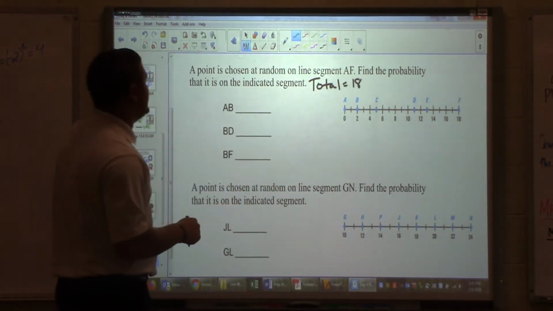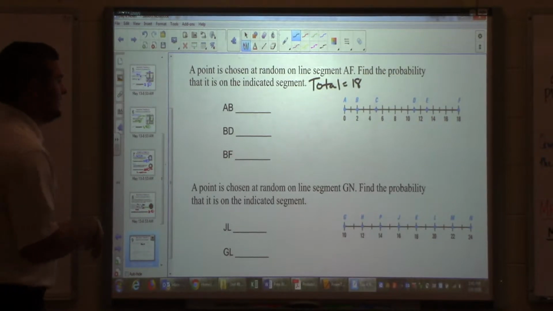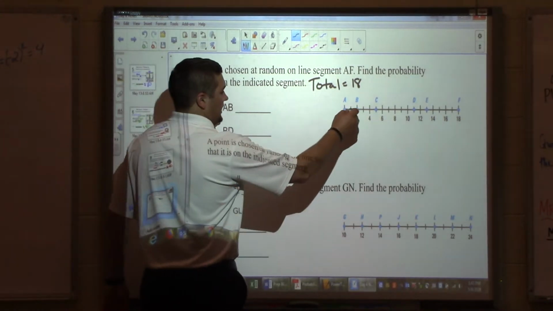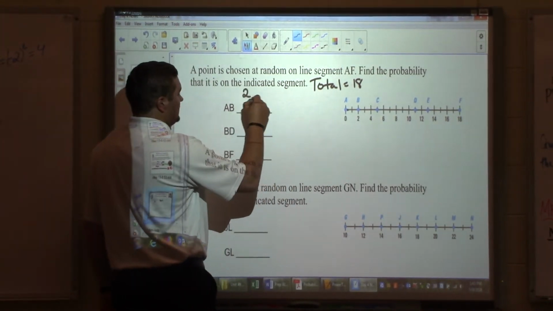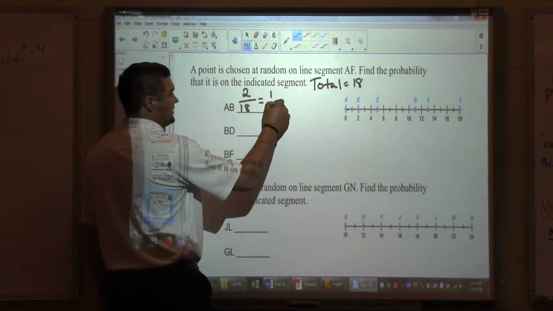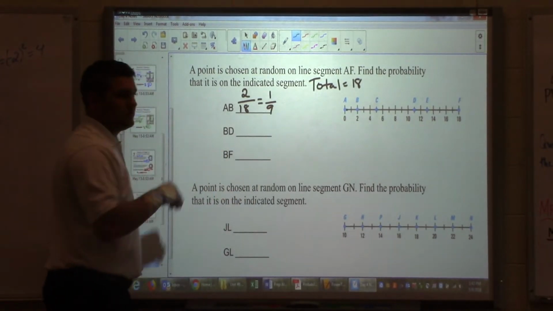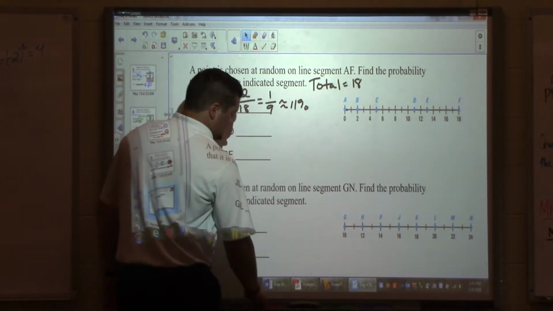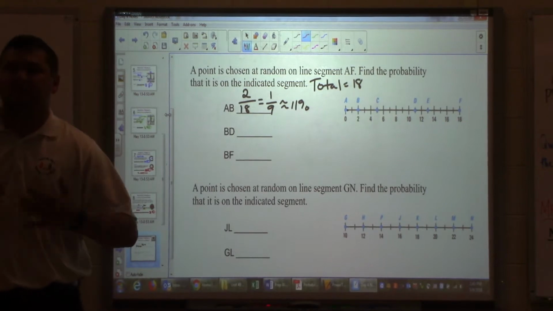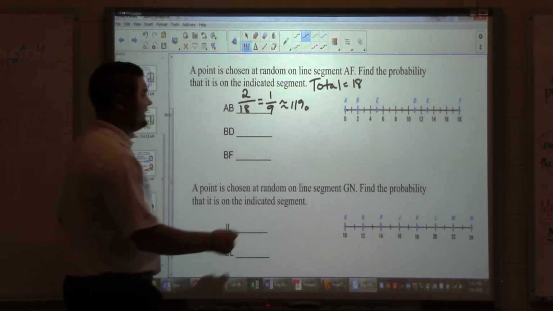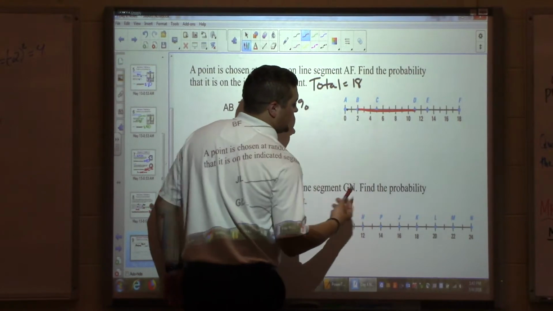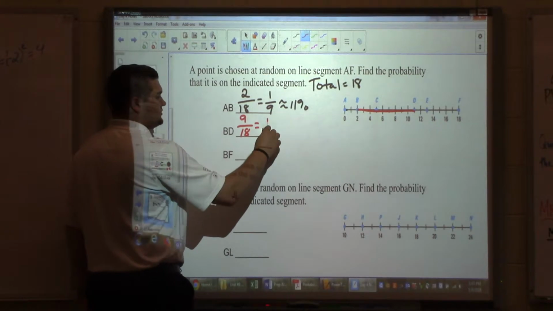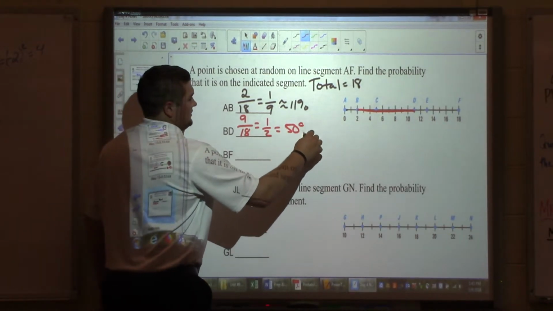Now I want to find the probability that a random point is on the indicated line segment. I need to find the favorable length, or the length of AB. A to B, from 0 to 2, is going to be 2 over my total of 18. So 1 over 9, or approximately 11%. The second one, I need the length of BD. So 2 to 11. It's going to be 9 over 18, which is 1/2, or 50%.